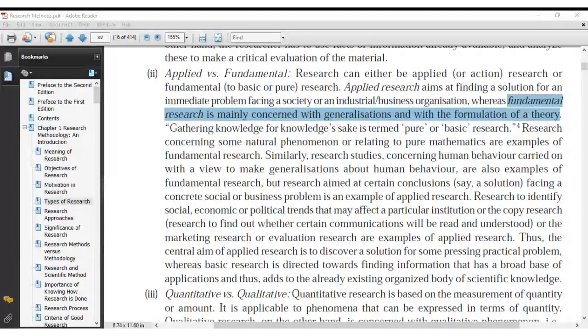Njuguna, example of applied is like when the government is trying to find out how it will cope with phenomena like drought, like importing food. Exactly. That is true, Njuguna. Thanks for that example. When the government is trying to come up with a solution for drought.